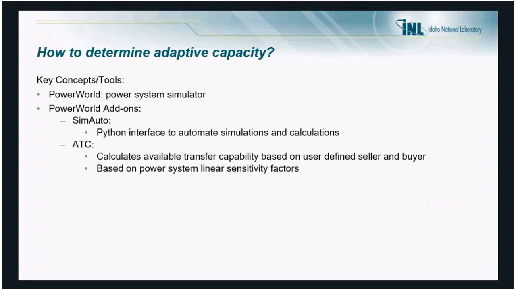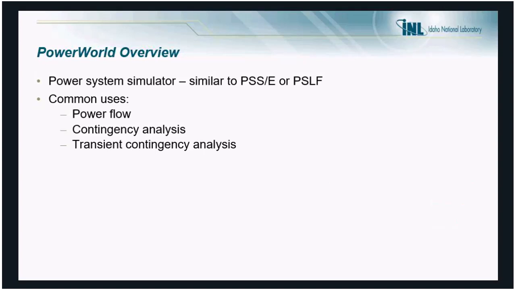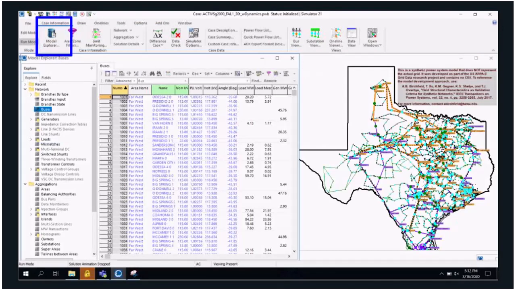The tools that we use are PowerWorld, which is a power system simulator, and the add-ons SimAuto and ATC. PowerWorld is very similar to PSSE or PSLF, usually used for balanced transmission systems. It has many capabilities. The most common ones used are power flow, contingency analysis, and transient contingency analysis. There are also many other capabilities I won't go into right now. I just wanted to show you a quick overview of what this tool looks like.